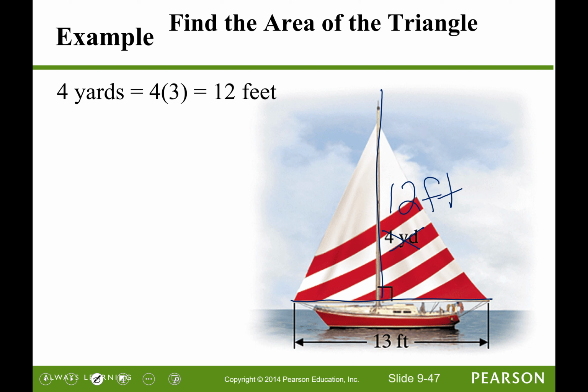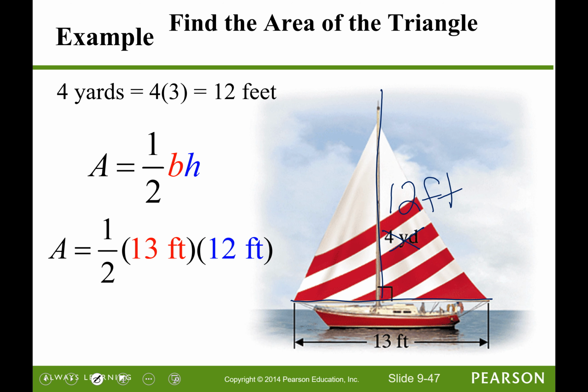Go ahead and pause the video again if you need to and find the area of that triangle. Welcome back. If you came up with base 13, height 12, multiplying that by 1/2 or dividing it by 2, if we do our work carefully, we get 78, and that would be square feet.